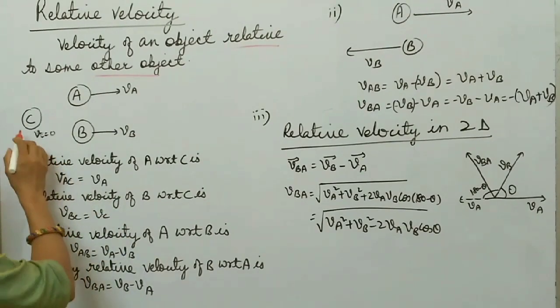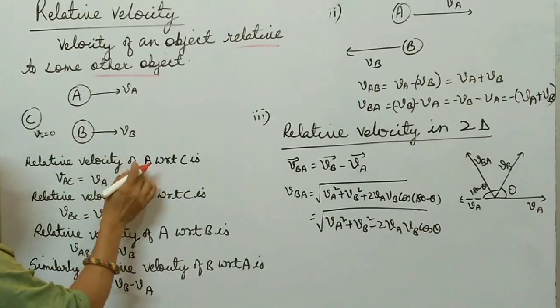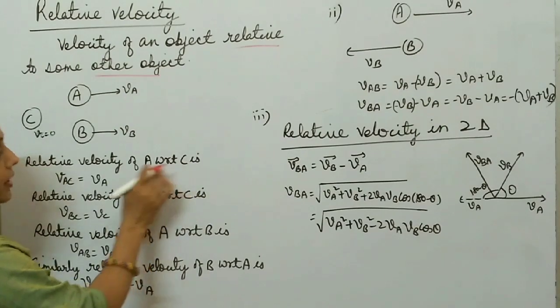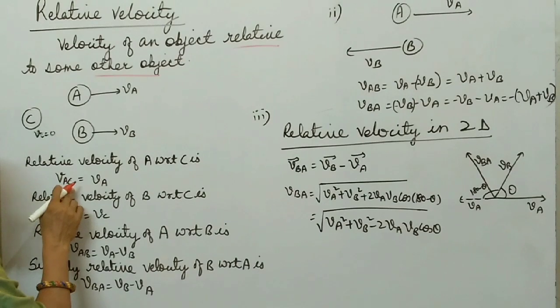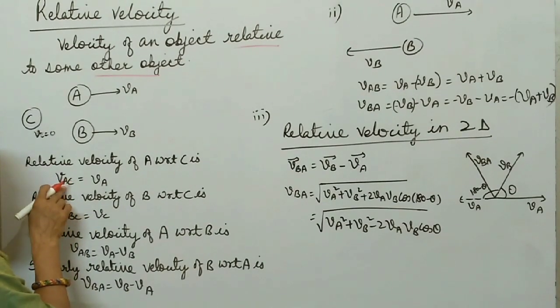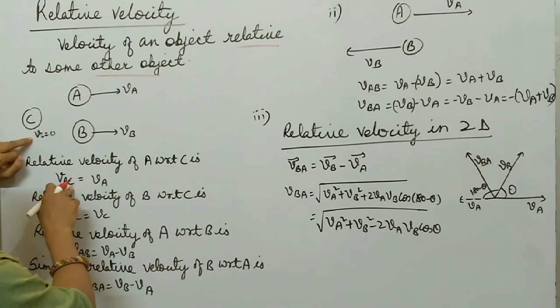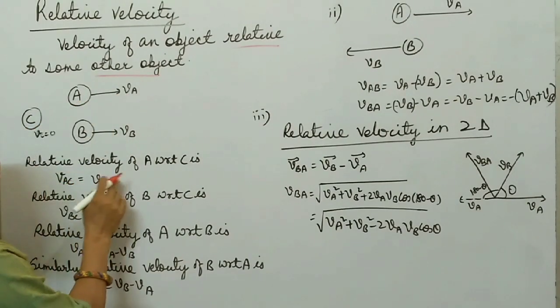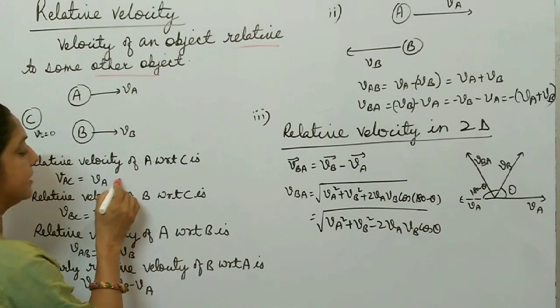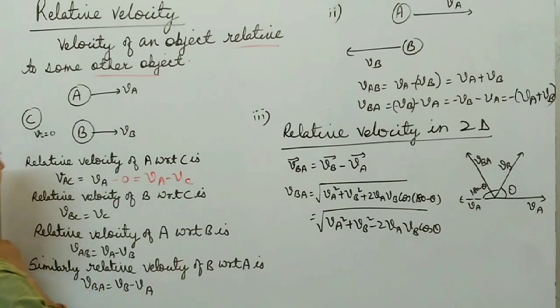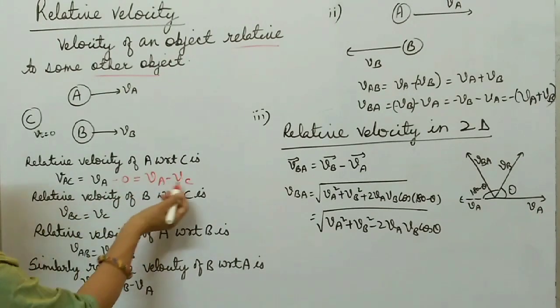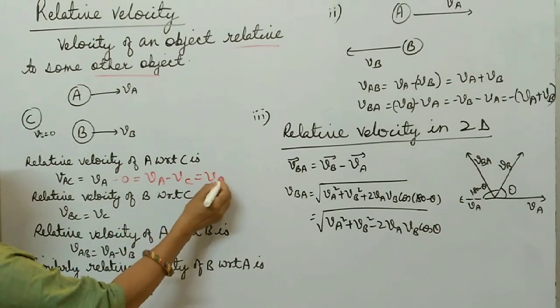Now when C observes A, we want the relative velocity of A with respect to C: the velocity of A when C is observing. You write it this way, VAC. VAC means velocity of A with respect to C. And you know C is at rest, so its velocity is 0. So he observes the velocity of A as VA, simply VA. You can also write VA minus 0, or VA minus VC. It becomes VA only because VC is 0.